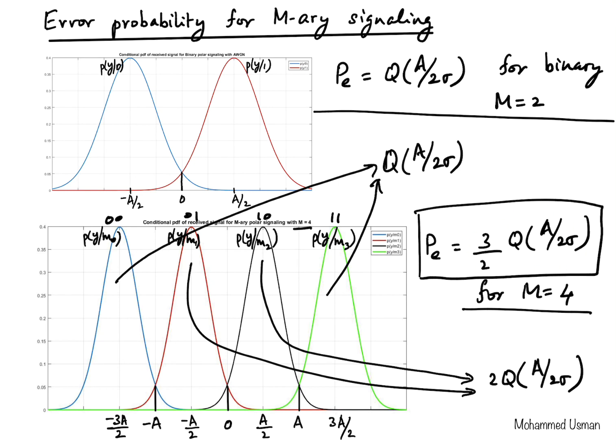Now we are going to extend this idea for higher values of M, and then eventually come to the expression for any value of M.